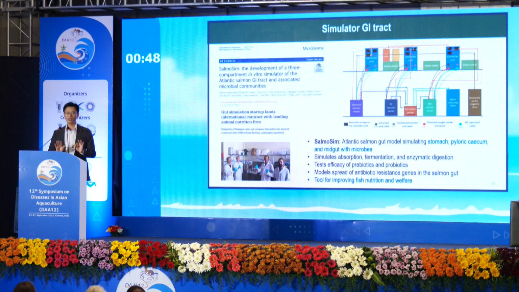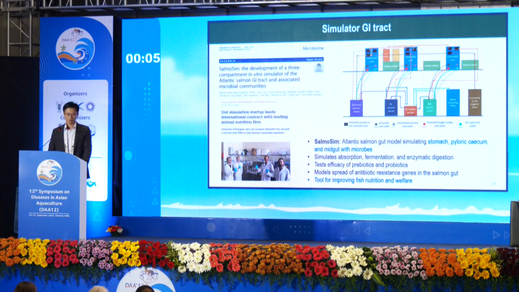They did research comparing real salmon and the system they created, and they found very similar results, more than 98% similarity in the microbe pattern, the microbiome. So it's a very promising system that can simulate absorption and digestion of animal feed. It can also be tested for different probiotics, prebiotics, and to see how ARG gene microbes spread in the system, in the GI tract as well. Importantly, it's aligned with welfare. We can do a lot of things before we go to animals.